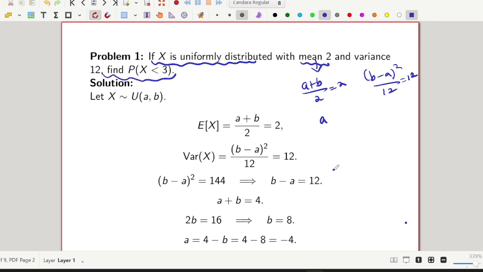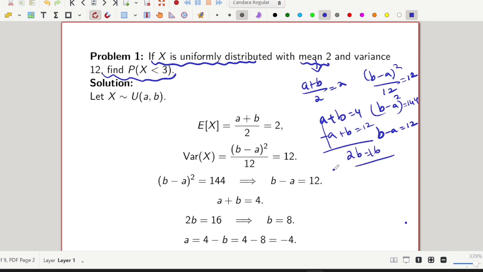If it is so, we can write a + b is 4 and (b - a)² is 144. Taking square root on both sides, we will be getting b - a as 12. If a + b is 4 and b - a is 12, adding gives 2b is equal to 16. So our b value will be equal to 8.